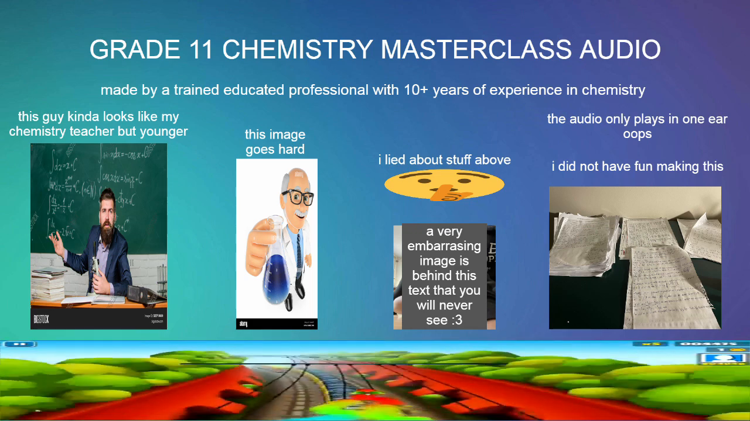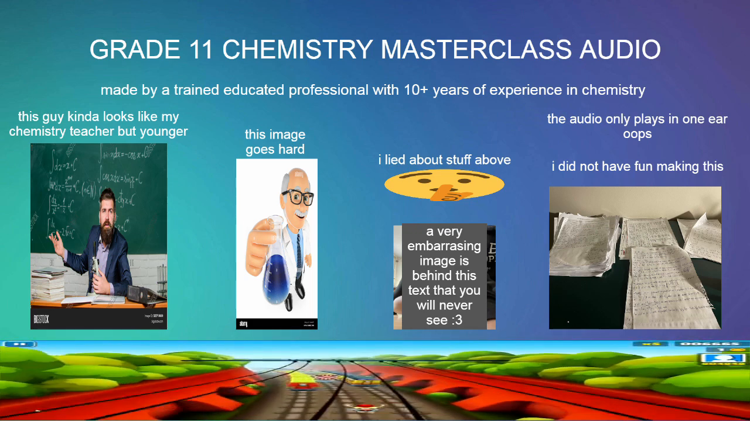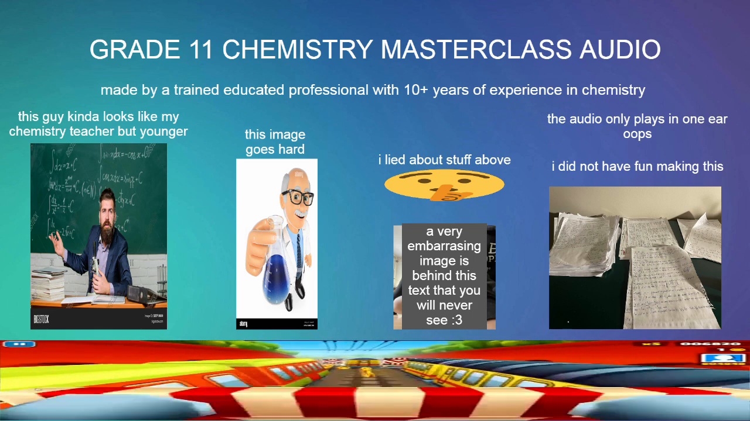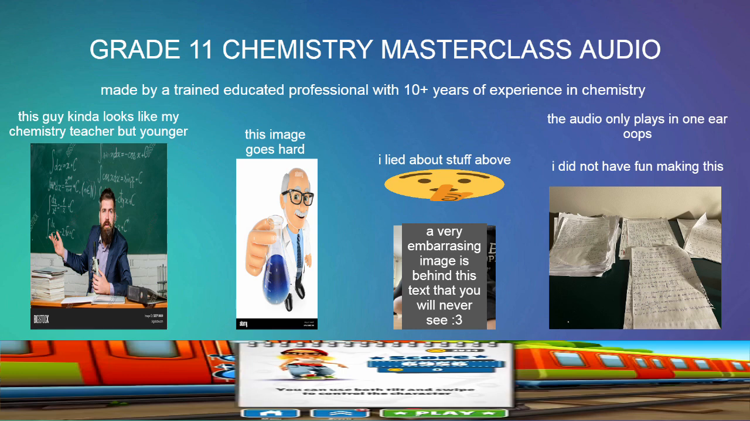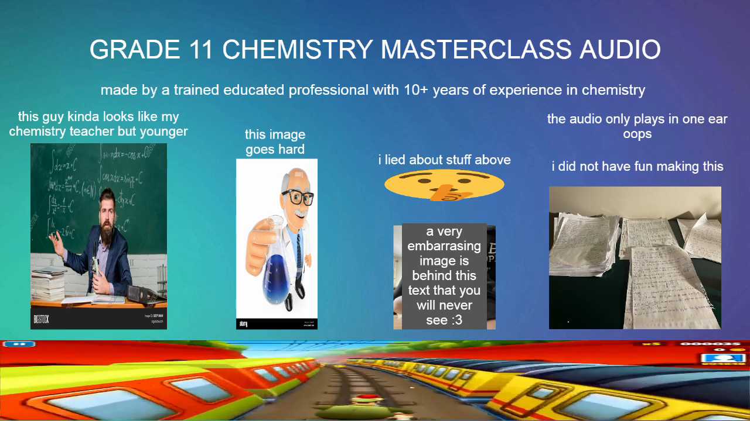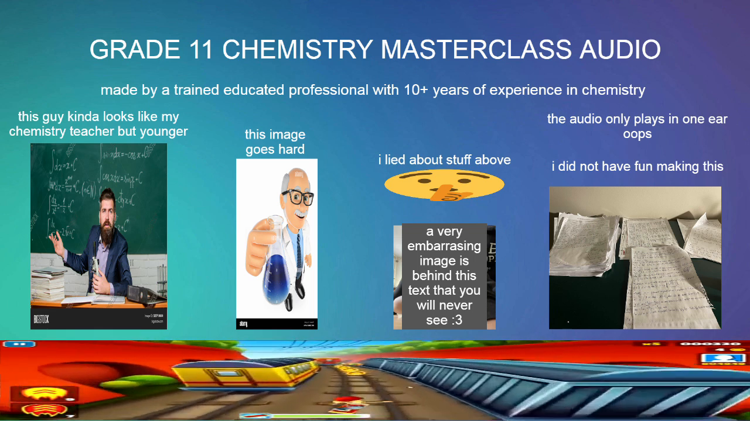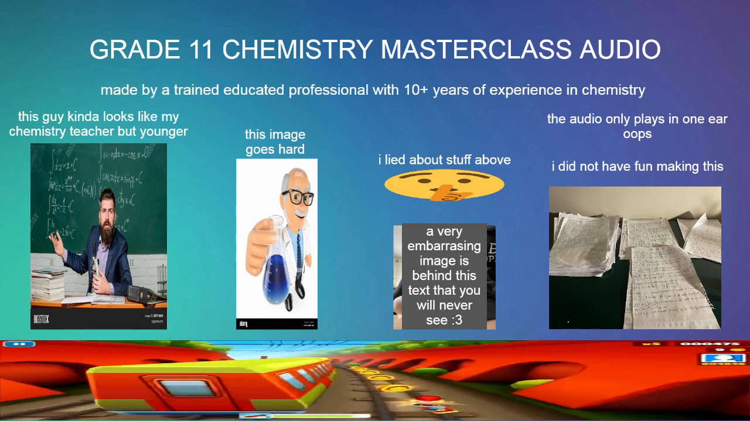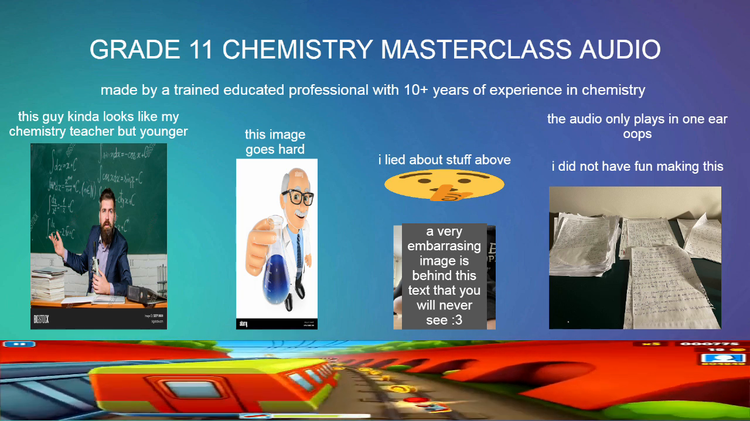Now, combustion reactions. Combustion reactions are the reaction of a substance with oxygen producing an oxide and heat or light. A hydrocarbon is a compound of carbon and hydrogen. Complete combustion occurs when sufficient O2, oxygen, is present, and incomplete combustion occurs when there is insufficient oxygen.